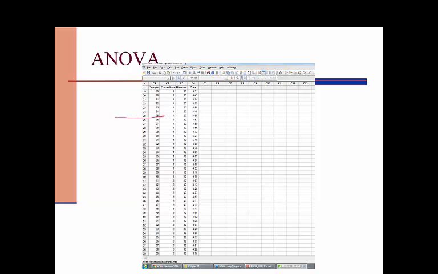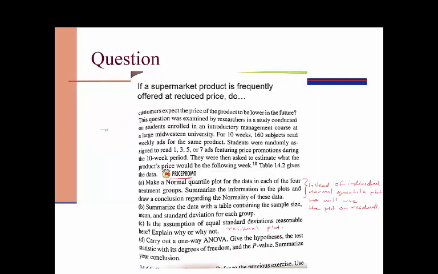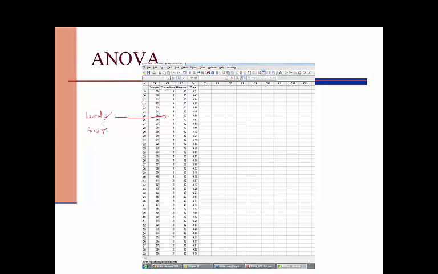Okay, so this column are your levels, or if you like to call it treatments, then they're the treatments. Then there's another column of data, discount, which we don't have to pay attention to in this question. It's just another category. And then the important column of price, which are your responses.